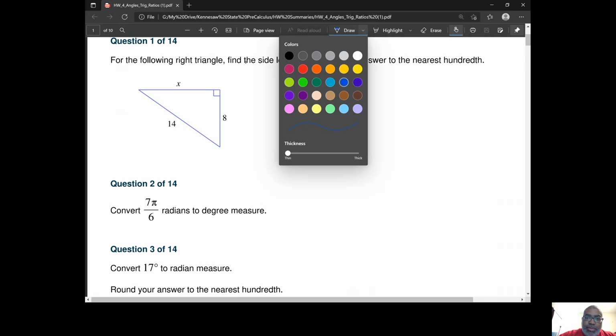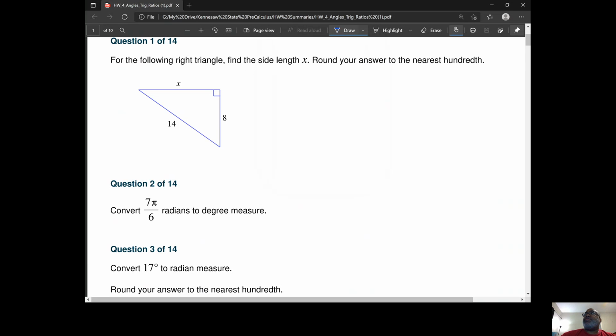All right, problem number 1. Using the following right triangle, go ahead and find the length of side x. The easiest way to do this is going to be the Pythagorean theorem. So x squared plus 8 squared is equal to 14 squared.